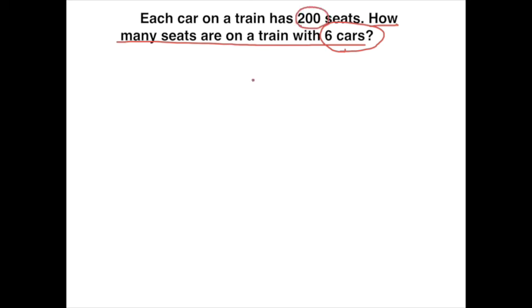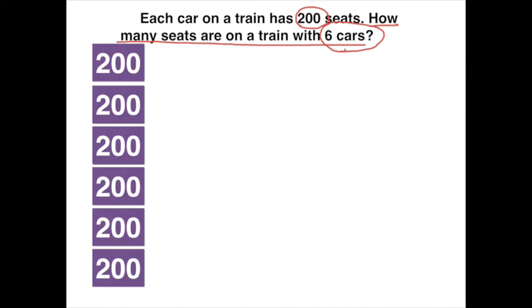You know what I'm going to do? I'm actually going to draw a model of what this is telling me. I need to draw a picture of 6 boxes with 200 in each box. There it is. So we got 1, 2, 3, 4, 5, 6 cars, and each car has 200 seats. Now, we could add those all up to get our total, but I'm not going to do all that. That would take too long. I got a little quicker way to do it.